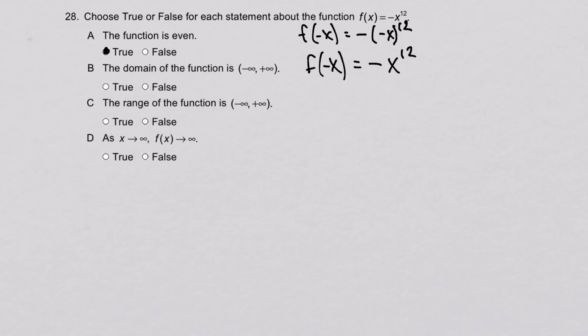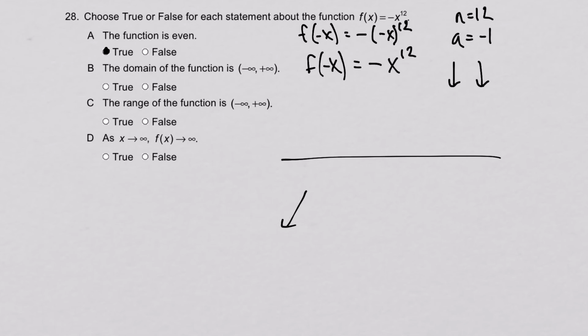True. Okay, the domain of the function is -infinity to +infinity. That means that x could be anything on the negative side, anything on the positive side. It goes all the way from -infinity to +infinity. In this case, that is true. Okay, because the end behavior of this function, if you think about it, n is 12 and a is -1. So that's even and negative, which means that the end behavior is down and down. So if I look at this graph, it's going to be down and down, okay?